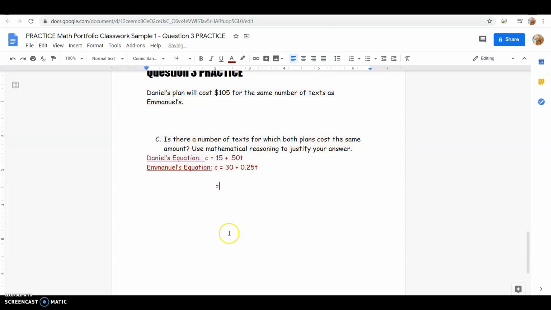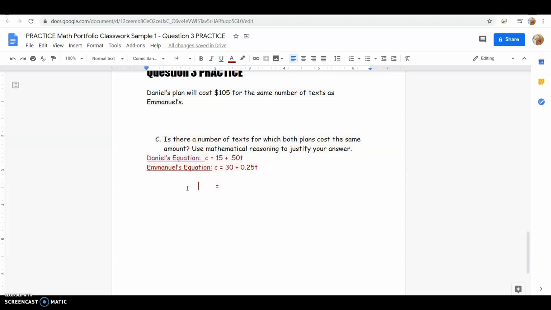and I'll tell you why. That should be the first thing that comes to your mind. You see that the problem says both plans cost the same amount. We know in math when two things are the same, they are equal to each other. So you're looking for something where Emmanuel's plan and Daniel's plan are equal to each other.